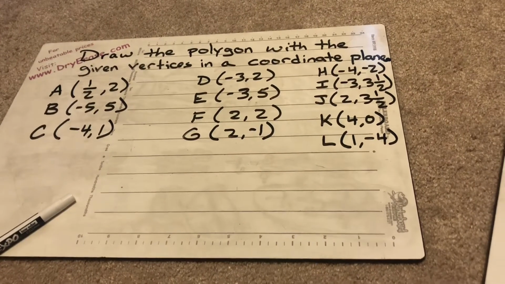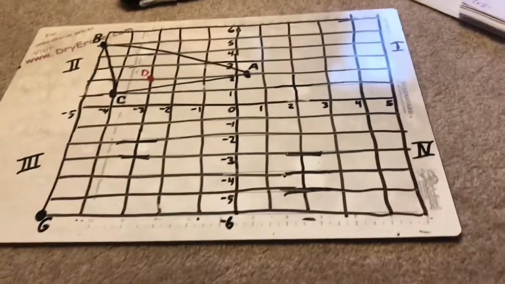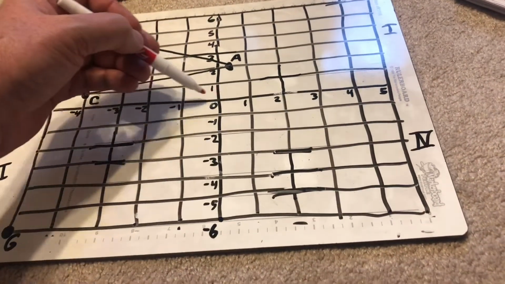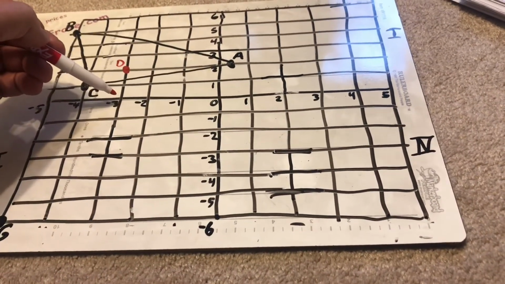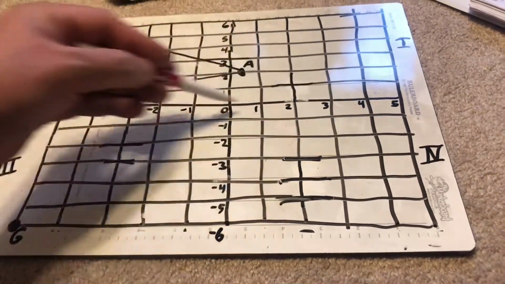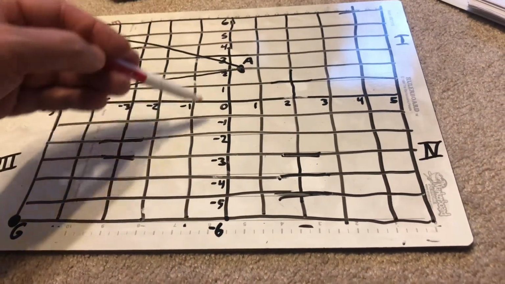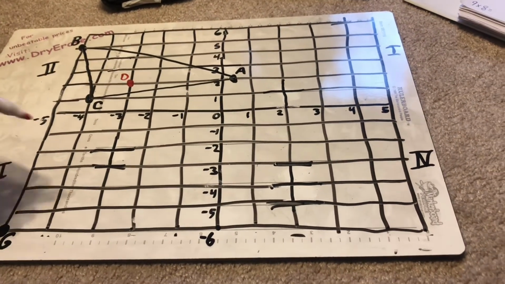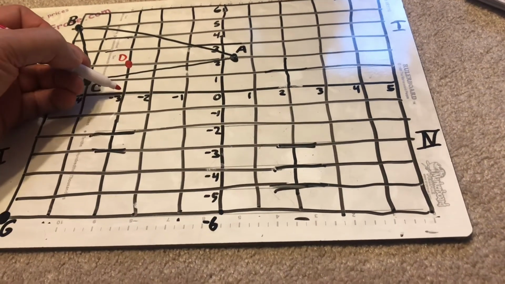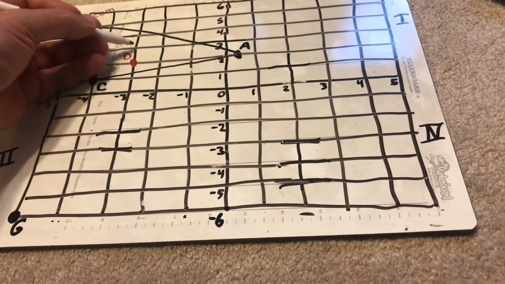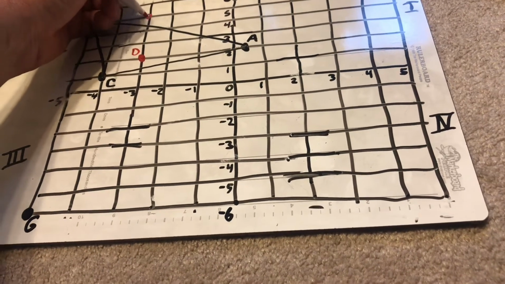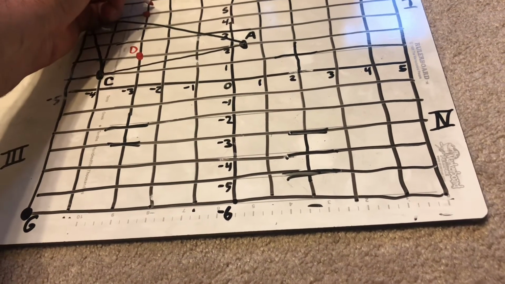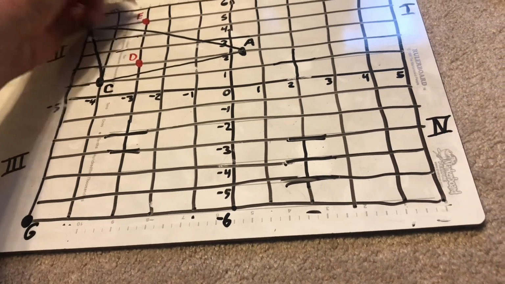All right. Point E is at -3, 5. So I come back to my graph. I go over to the left, -3. Remember that first number is always the x-axis. The second number is always the y-axis, how far up or down. So -3, 5. Well, here's over -3. 1, 2, 3, 4, 5. There's that point. There is point E.